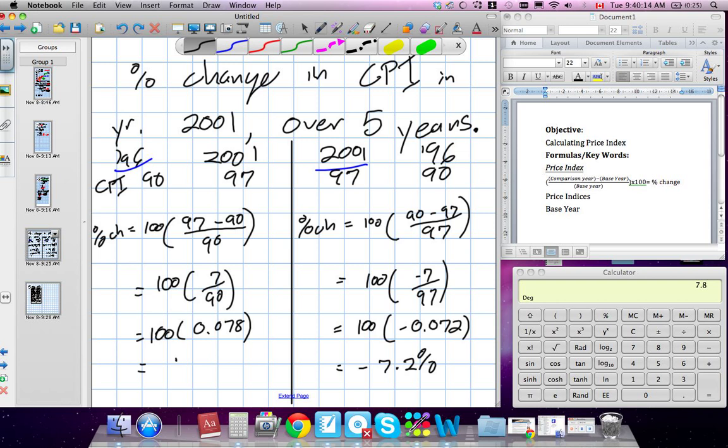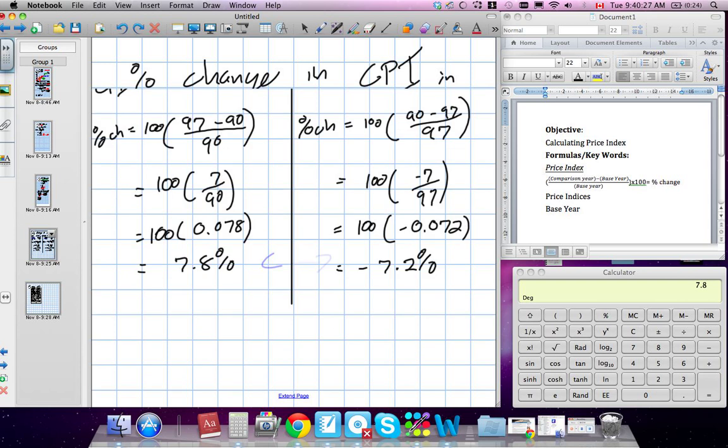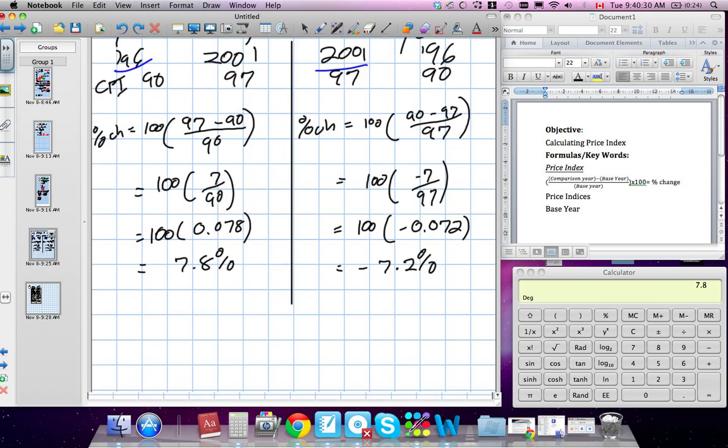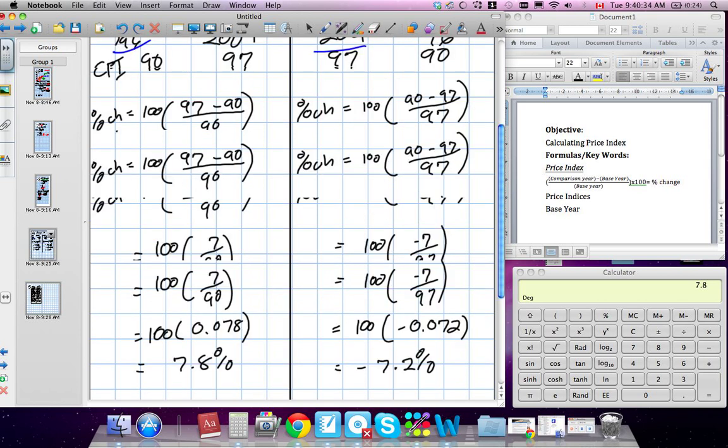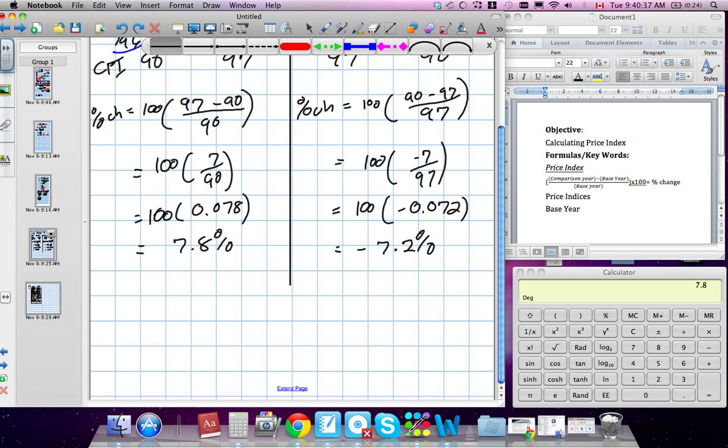These are two very different answers, okay? Because we said we wanted a percentage change in CPI in year 2001, I want you guys to define what you used as your base year in this example. Because I didn't tell you which one to use as the base year, it's important you guys are able to communicate what you used.